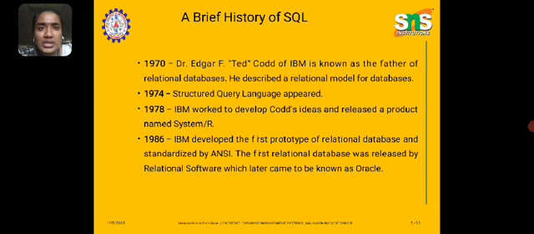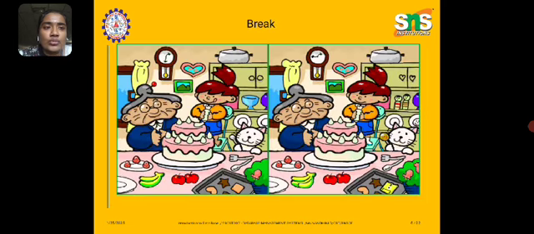Then a brief history of SQL. In 1970, Edgar Codd of IBM, known as the father of relational databases, described a relational model for databases. In 1974, Structured Query Language appeared. In 1978, IBM worked to develop Codd's idea and released a product named System R. In 1986, IBM developed the first prototype of a relational database, and it was standardized by ANSI. The first relational database was released by Relational Software, which later came to be known as Oracle.